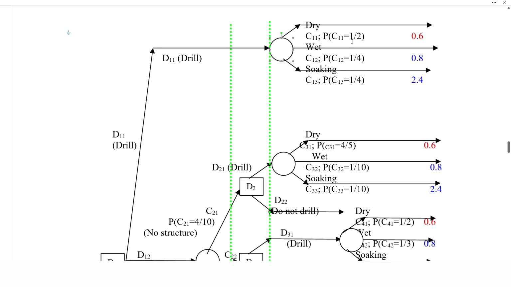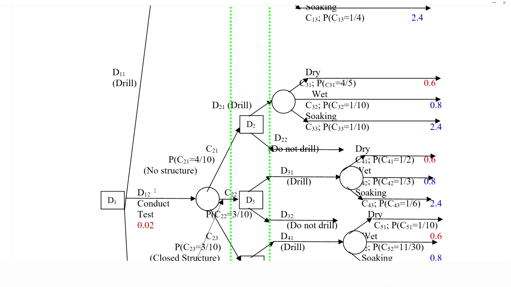So, these values are the marginal values. Now, the question will come up, why did I take the marginal value? Because here no test has been conducted. So, these probabilities are unconditional, based on the drilling only. So, there is no conditional factor added to this.